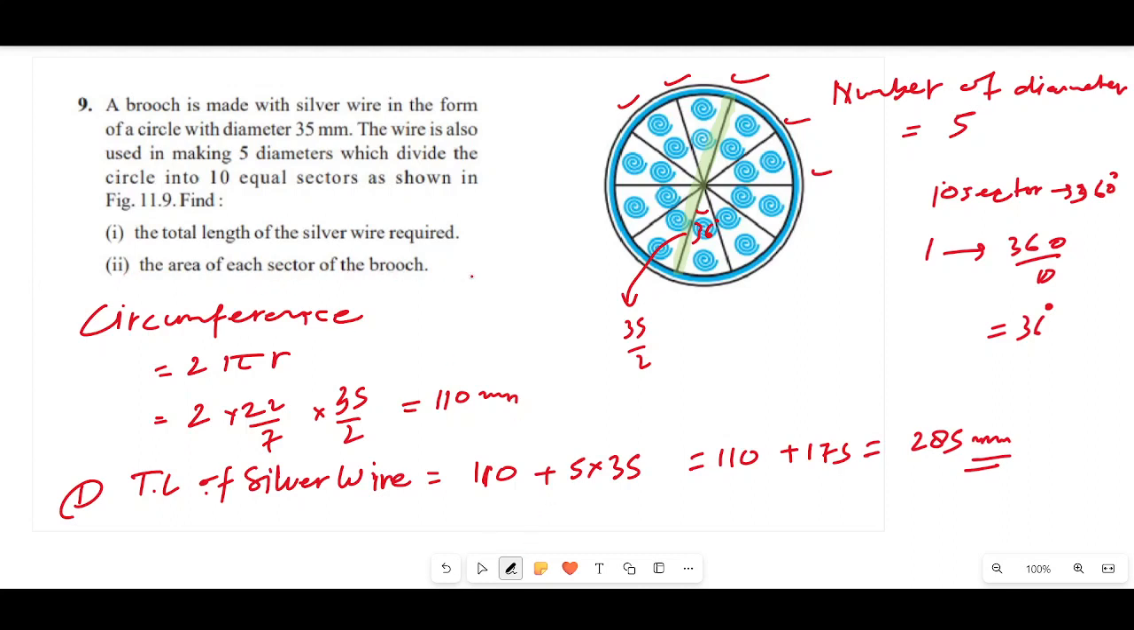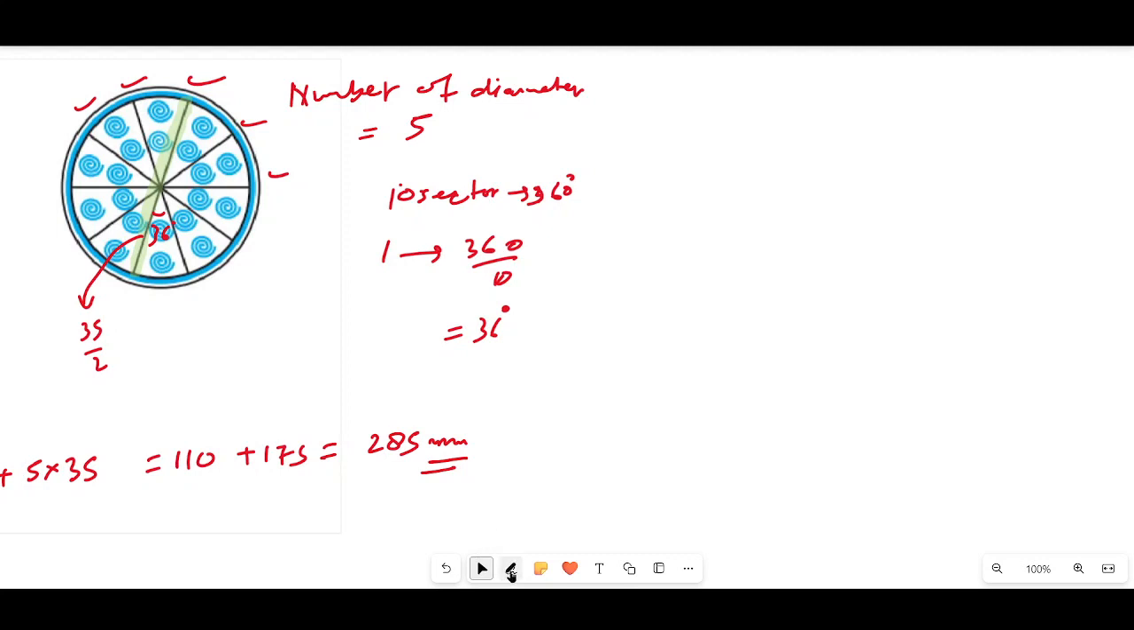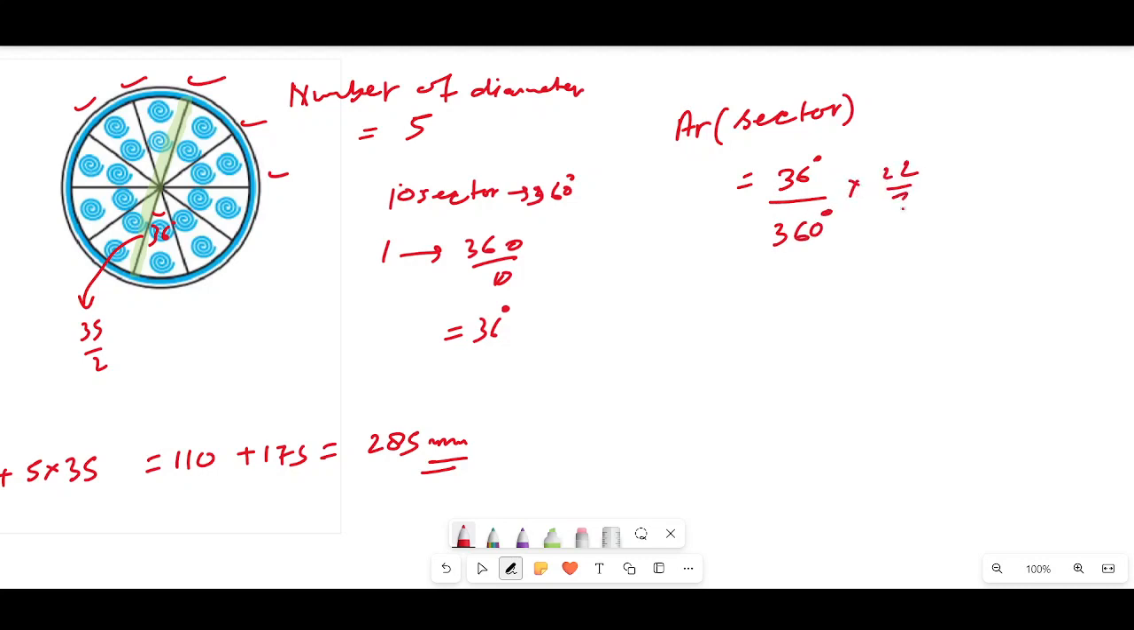The area of each sector of the brooch. Here 36. Clear? So area of sector, 36 degree each, so it will be 36 degree by 360 degree into pi r square, pi is 22 by 7, and r is given, which is 35 by 2.